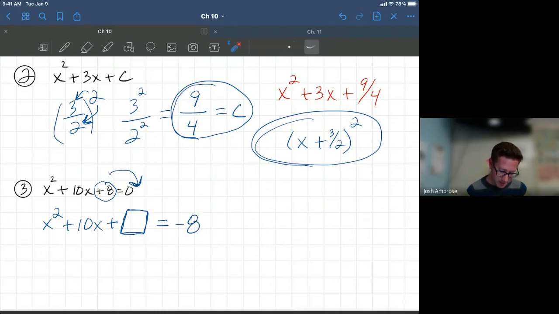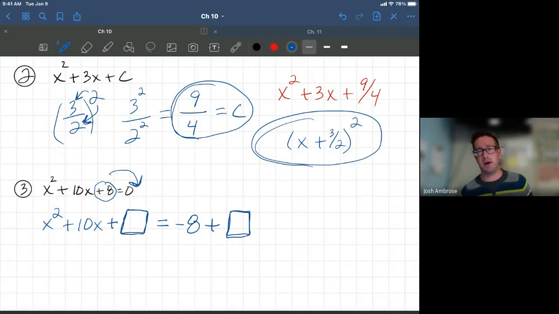How did I get that? Because I took a positive 8, I moved it across the equal sign, it became a negative 8. Then I'm going to put plus and another blank. Here's why. Because when you're completing the square, whatever you do to one side, you have to do to the other side. And in this case, we moved that 8 over, and that 8 has to be dealt with from a brand new c value.